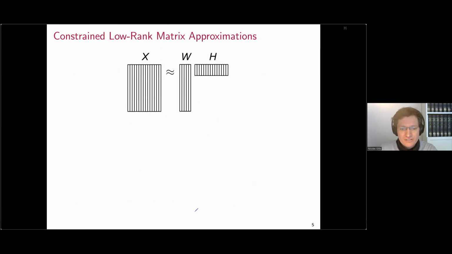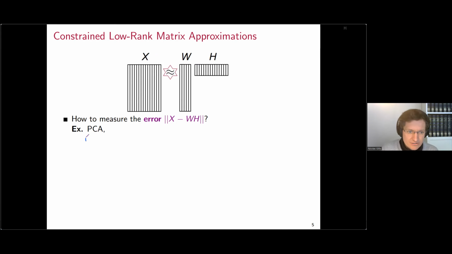Depending on how you define your model, you will get different problems. Of course, the most famous one is PCA, where you define the error, so how you measure the error between the data points and the low-rank approximation, using the least squares error. This is the standard Frobenius norm. I'm just recalling it, to make sure we are on the same page. You want to minimize the least squares error. If you solve this problem, essentially you recover principal component analysis, and you can compute W and H optimally using, for example, the truncated singular value decomposition.